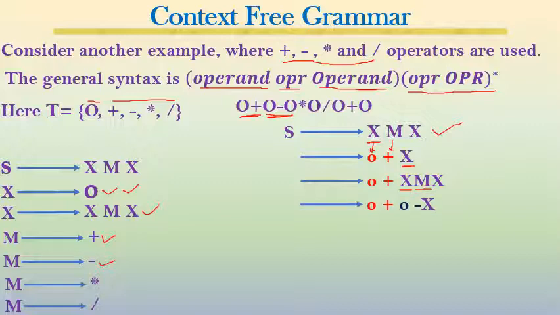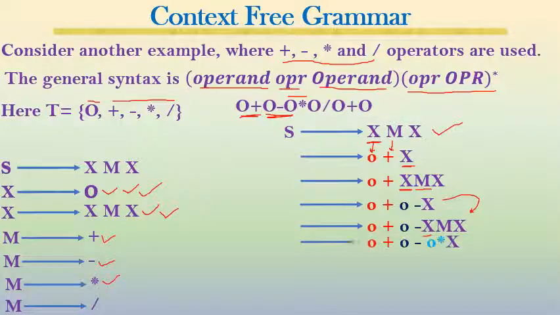So here it is: O plus O minus X. Again we replace X with XMX following this production, so it becomes O plus O minus XMX, because this X has now been replaced with XMX. Again we replace this X so that it matches this pattern, that is O asterisk. So we replace X with O and M with multiplication, and it becomes O plus O minus O asterisk X. Again X will be replaced with XMX, and again X will be replaced with O, and M will be replaced with division.